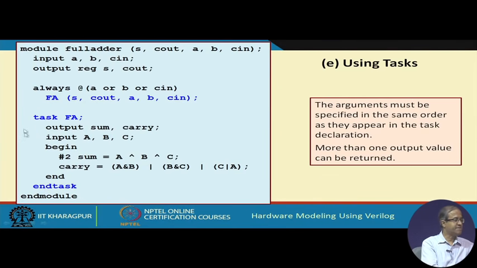Now, the way a task is defined is like this: task, name, and endtask, and inside this you have to specify the outputs and the inputs in the same order as they appear here. Like S and C_out are the 2 outputs, you specify them, maybe the names will be different here, we call them sum and carry. Then A, B, C_in are the inputs. So, here you call them A, B, C. Now, in a task you can also specify a delay, which you cannot in a function. So, sum expression, carry expression. This is how we can use a task in a module.